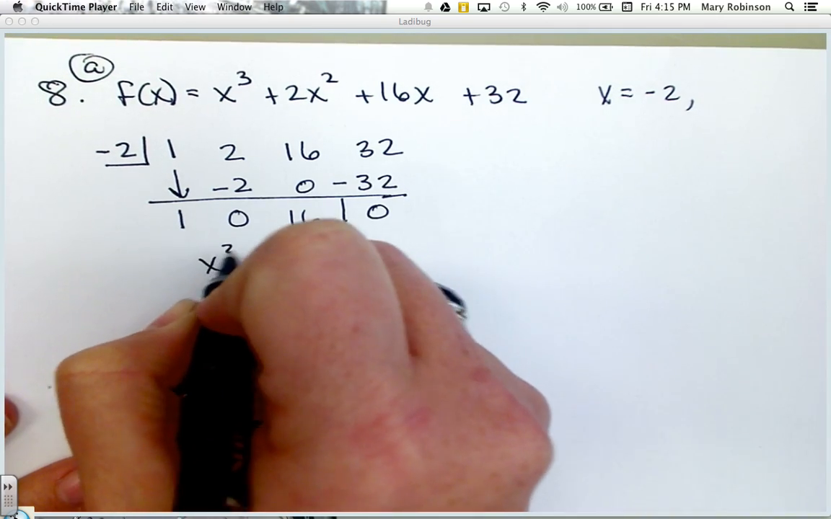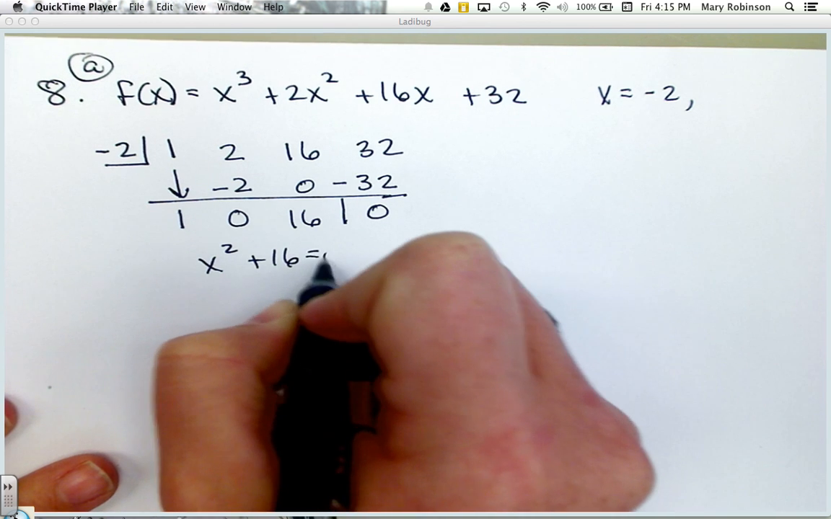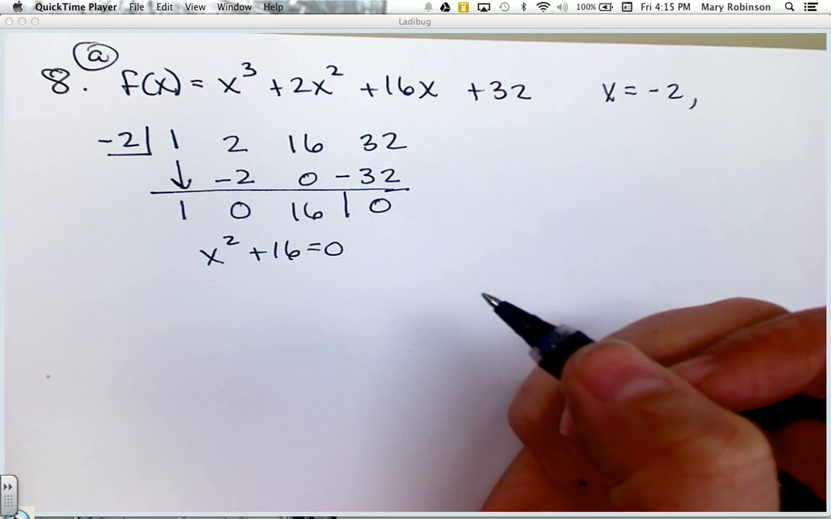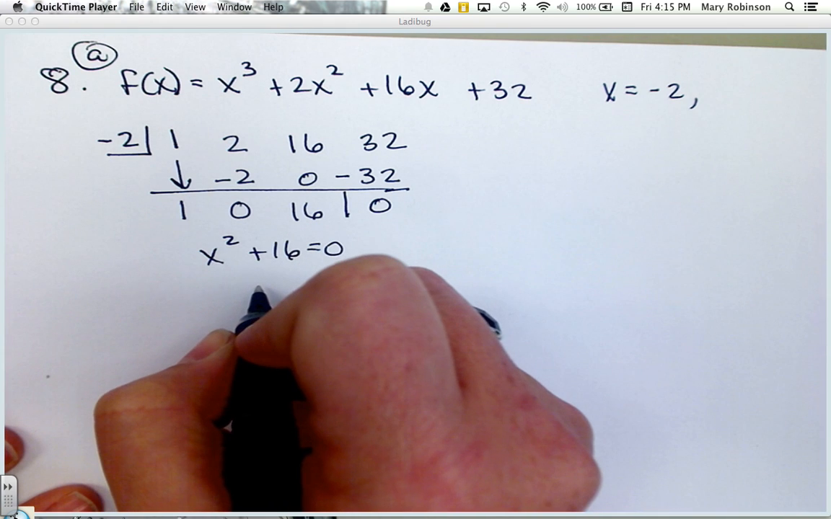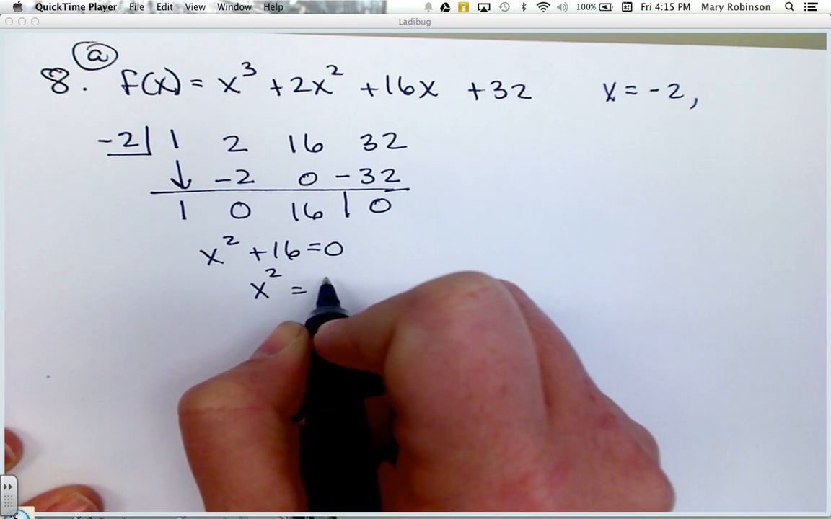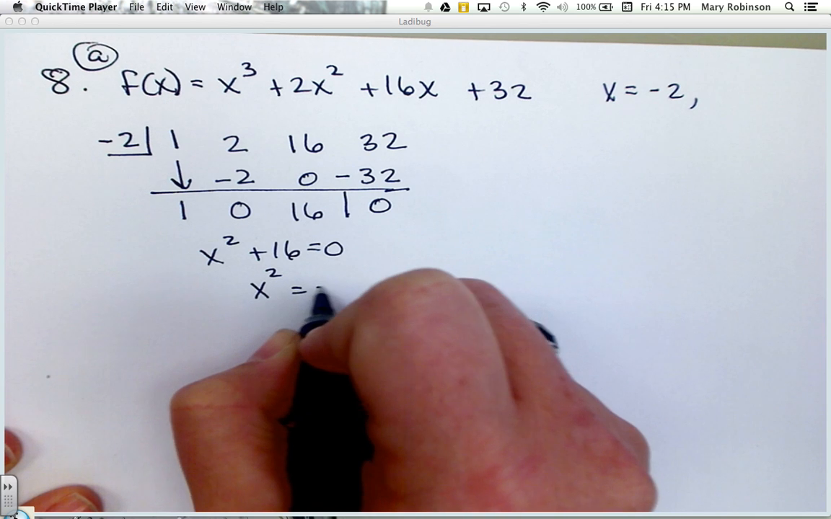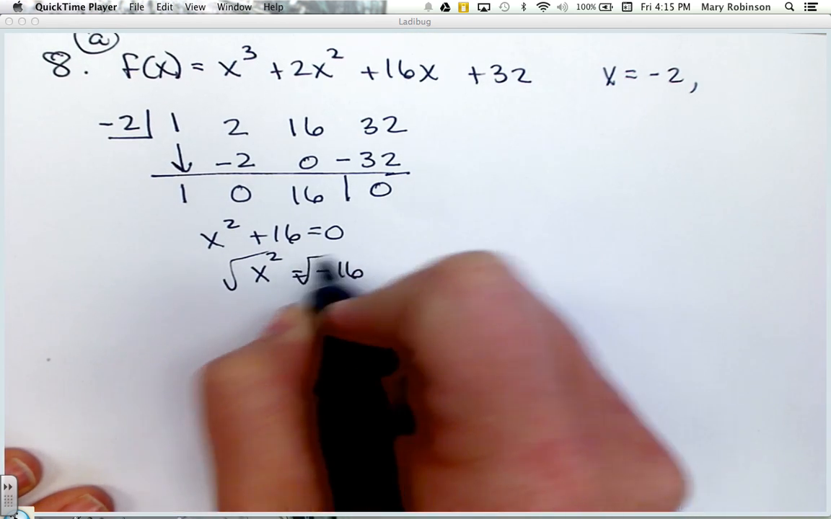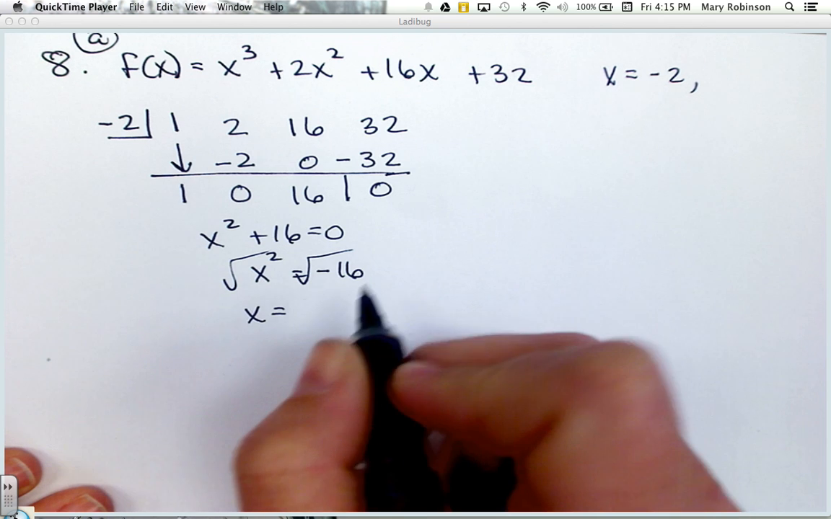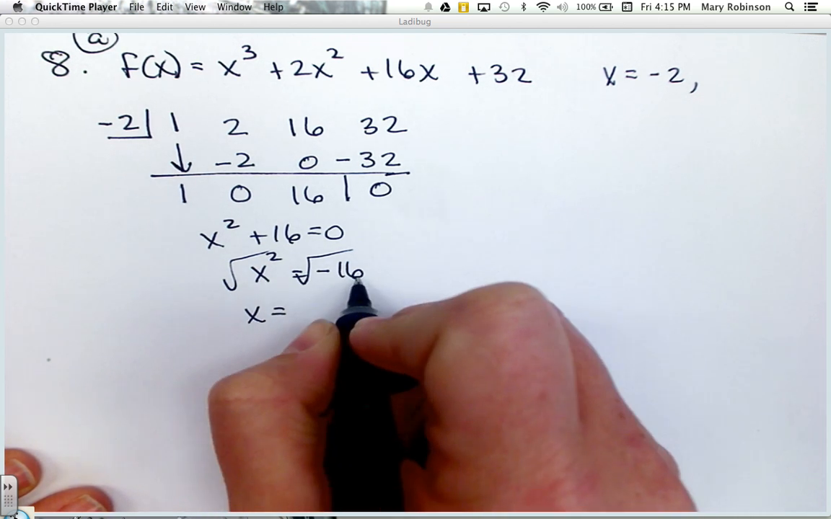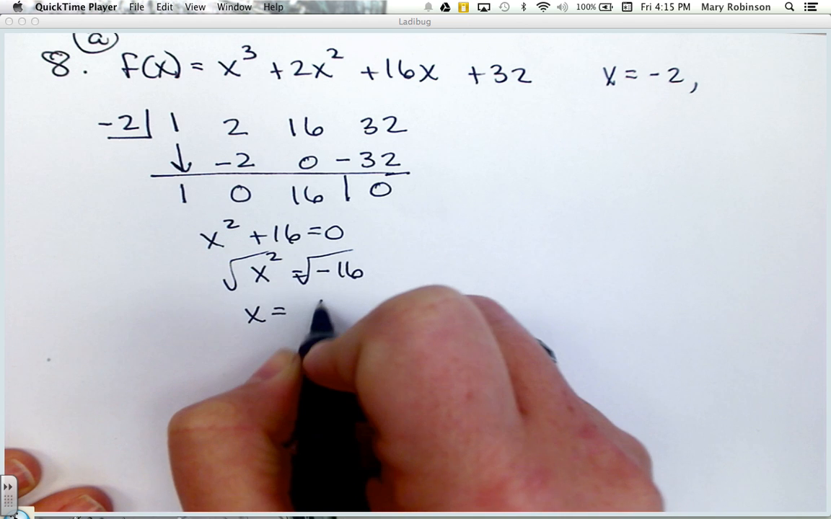So we have x squared plus 16 equals 0. Because this is a quadratic equation without a linear term, we can just use our square root property to solve. So we solve for x by first moving our constant term to the opposite side, subtracting 16. Then we take the square root of both sides. Remember that when you take the square root of a negative, you're going to have i out front. But since 16 is a perfect square, we're going to have 4i.